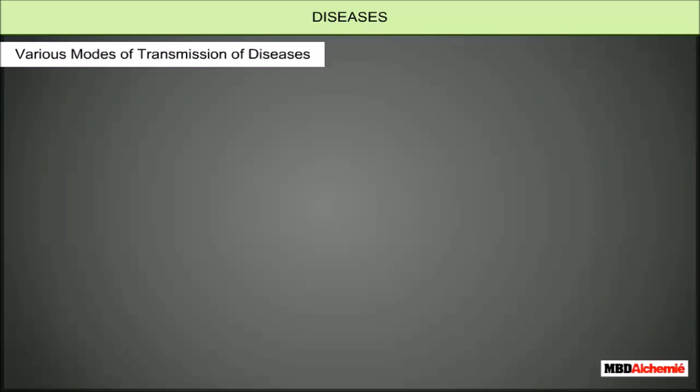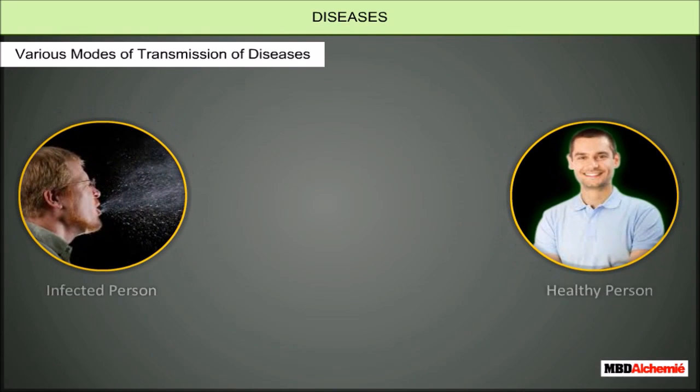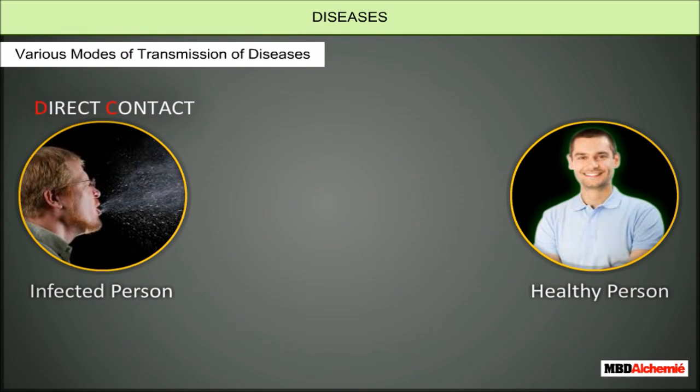Various modes of transmission of diseases. Communicable diseases are those diseases which can be transmitted from source of infection or an infected person to the healthy but susceptible person. There are two modes of disease transmission: direct transmission and indirect transmission. Direct transmission. In this, the pathogens are transmitted from an infected person to a healthy person directly without an intermediate agent. Let us discuss the ways of direct transmission of diseases.